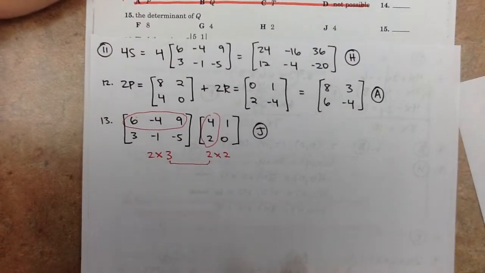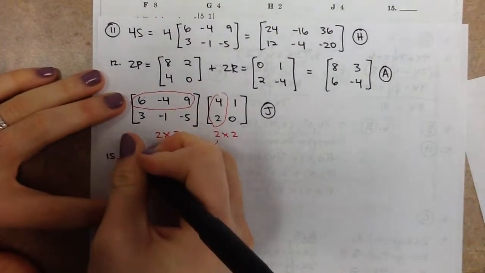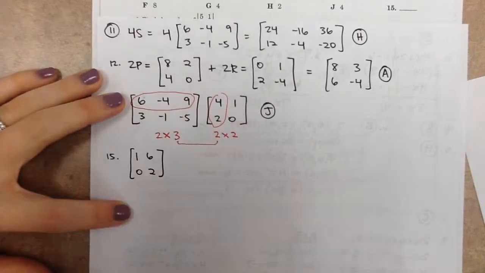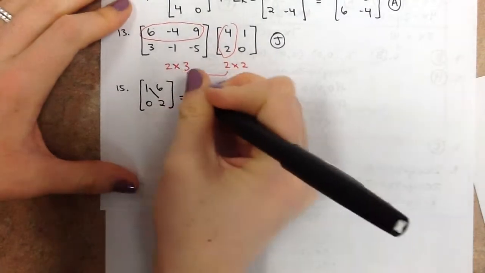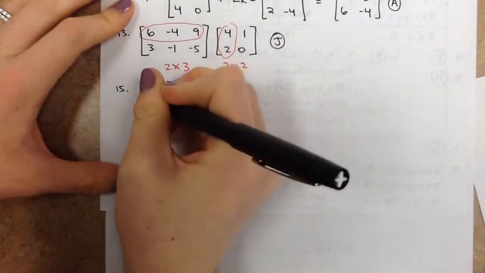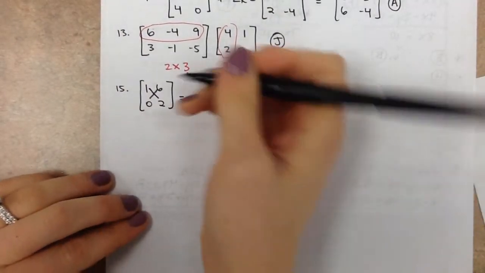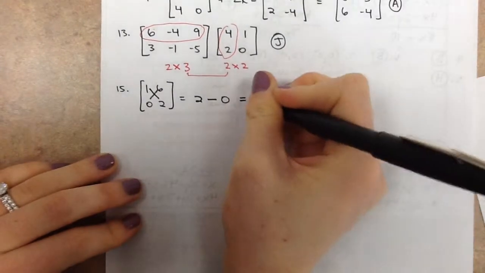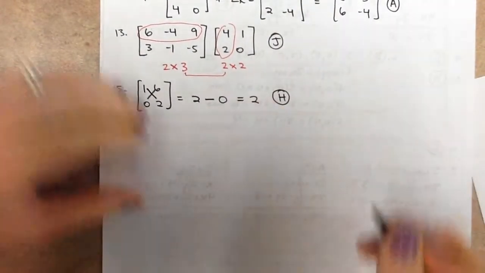Okay, skipping down to 15. Okay, the determinant of Q. So let me get Q on the screen here. So we've got just this very quick formula here. We multiply the downward diagonal and we get 2, and then we subtract the upward diagonal. So 0 times 6 is 0. So again, downward multiply minus upward multiply. So this just gives us 2. That was a very quick and easy one. So that's letter H.